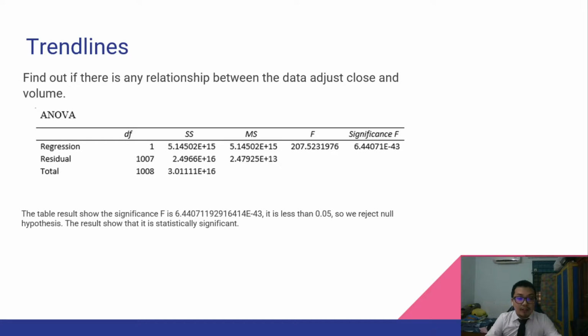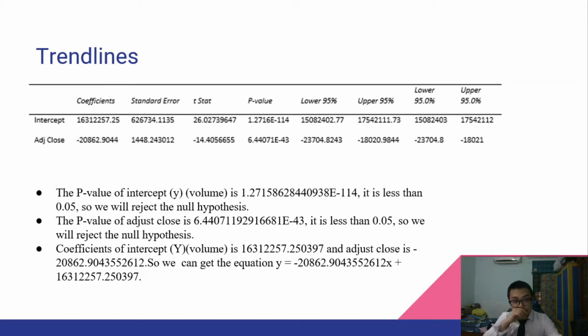The second objective is to find out if there is any relationship between the data adjust close and volume. This table is created from the Excel data analysis tool with regression. The table results show the significance F is less than 0.05, so we reject the null hypothesis. The results show that it is statistically significant. The p-value of the intercept y volume is less than 0.05, so we will reject the null hypothesis. The p-value of adjust close also is less than 0.05, so we will reject the null hypothesis.